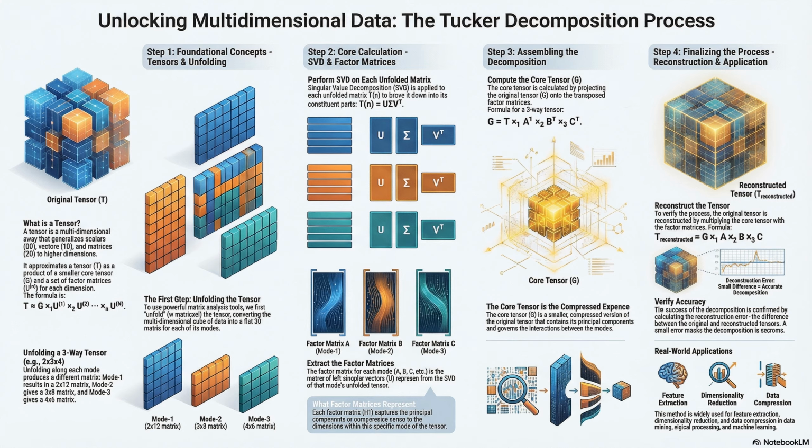So unfolding gives us the input matrices, T sub n, which we can just call A, and now we deploy the engine, SVD. Right. And our source material provides a highly detailed 10-step process for computing SVD on an unfolded matrix A. This is where we need to slow down and really get the intuition behind the math. Agreed. For each mode, we run SVD on A, which is our T sub n. The whole goal is to get a decomposition, A equals U sigma V transpose. And that left singular vector matrix, U, that's what's going to become our factor matrix, UN.